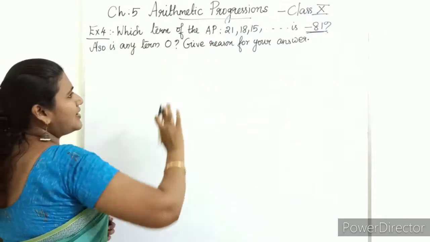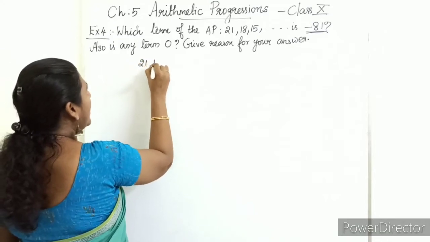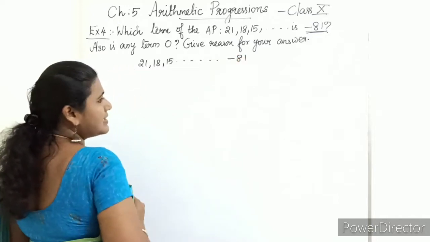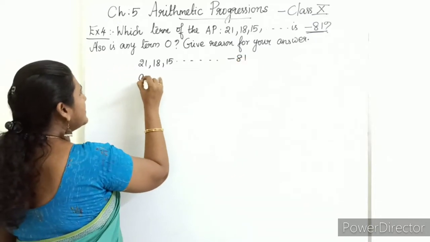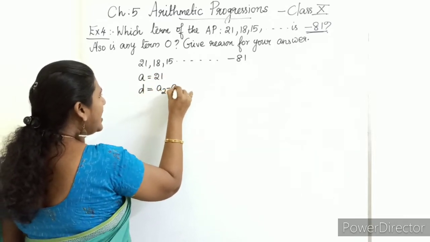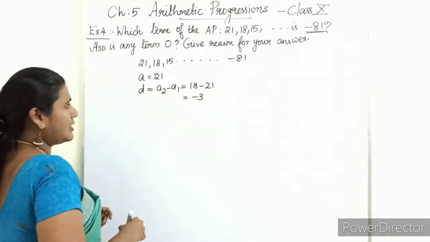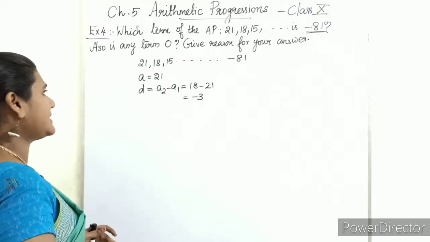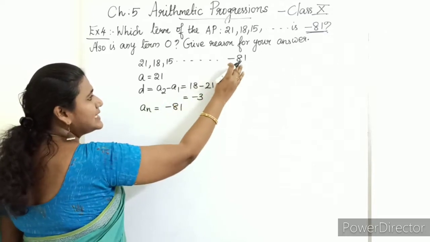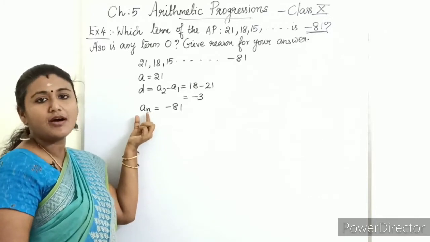This is the first part. First we will finish the first part of this question. Our AP is 21, 18, 15, etc. and the nth term is given as minus 81. Here the first term a is equal to 21 and d is equal to a2 minus a1, that is 18 minus 21. When you subtract you will get minus 3. So the common difference is minus 3 and the a_n value is given as minus 81, that is, the nth term is minus 81.